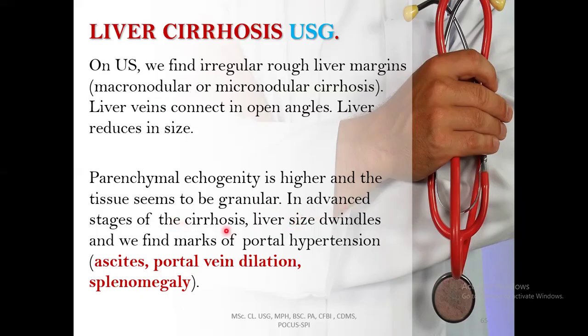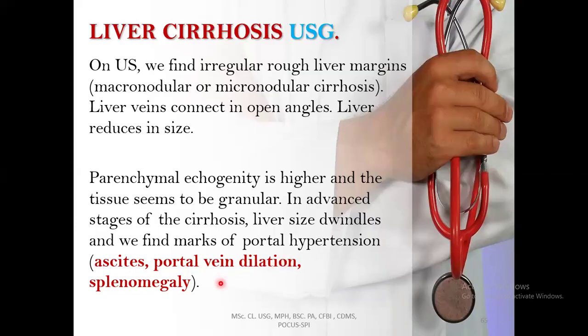In advanced stages of cirrhosis, liver size dwindles and we find marks of portal hypertension. You understand? Liver size will shrink, and there are marks of portal hypertension. And how would you know if there is portal hypertension? Ascites. Once you see ascites, portal vein dilated, then there should be what? Varices also here. I need to add it. Esophageal varices. I have explained the varices to you. So ascites, portal vein dilatation, esophageal varices, and splenomegaly.